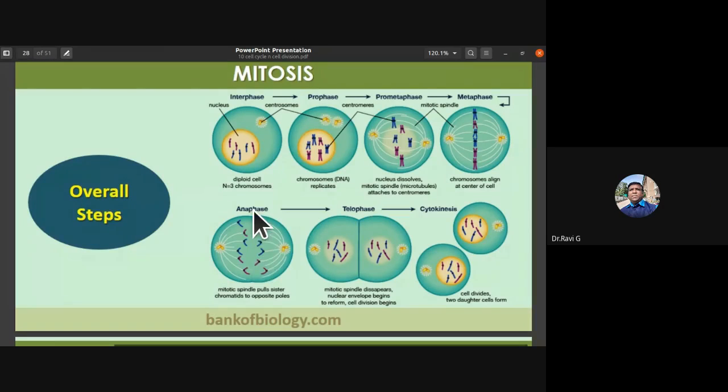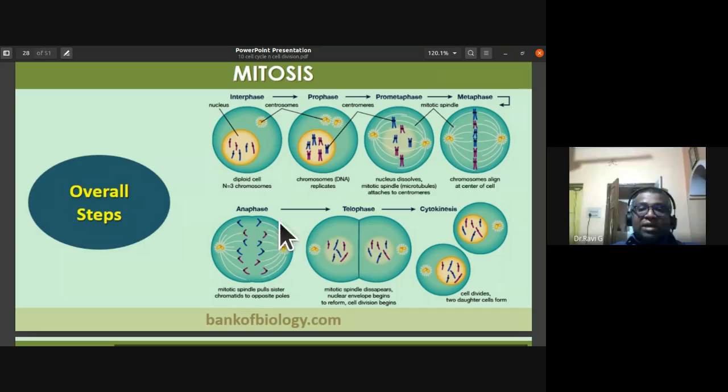Then there is early anaphase, where you can see that the centromere splits longitudinally. From two sister chromatids, each now has a single chromatid, and they move towards opposite poles. The opposite poles will have the same number of chromosomes as the parent cell, so there is no difference in chromosome number. That is why mitosis is also called equational cell division. Prophase is the longest phase of mitosis, and anaphase is the shortest phase.